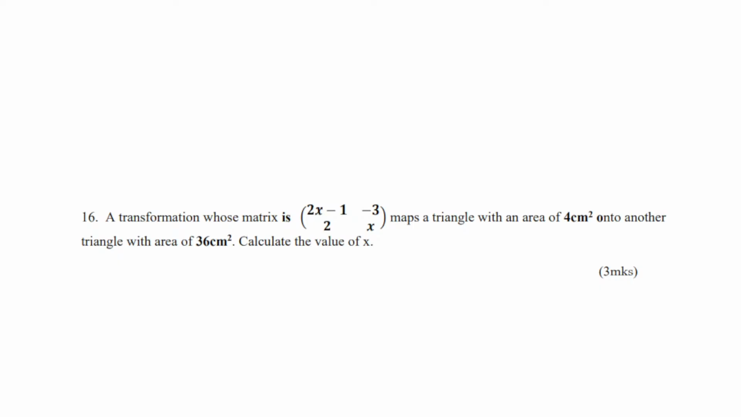A transformation whose matrix is a combination of two topics, whose matrix is (x, -1; -3, 2x), maps a triangle with an area of 4 centimeters squared onto another triangle with an area of 36 centimeters squared. Calculate the value of x.